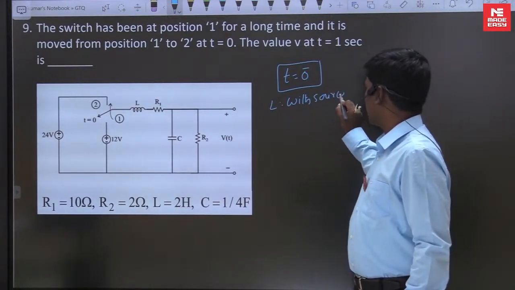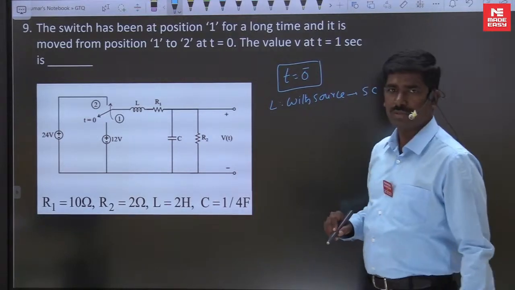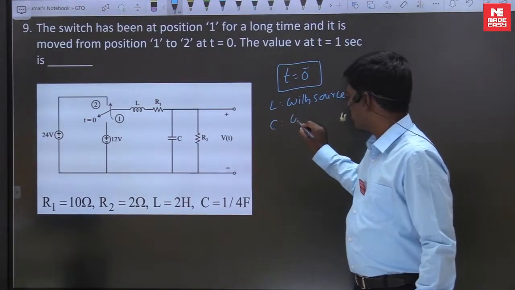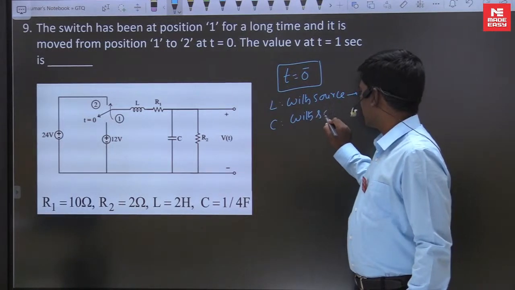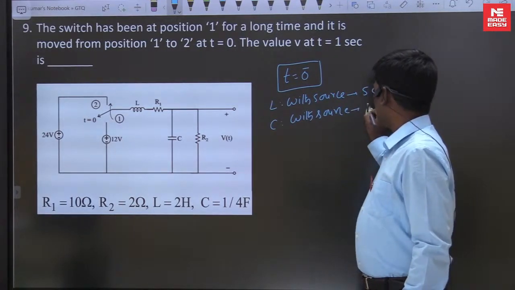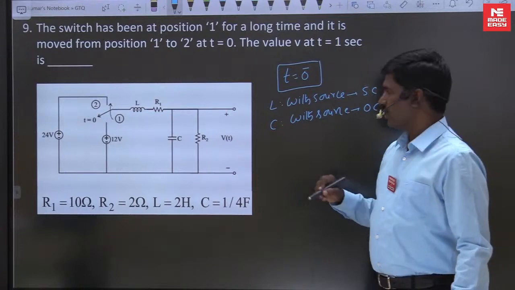Means with source means steady state. Steady state में क्या होता है? Short circuit. Capacitor is also a with source. Here is the open circuit. Find out the open circuit voltage.